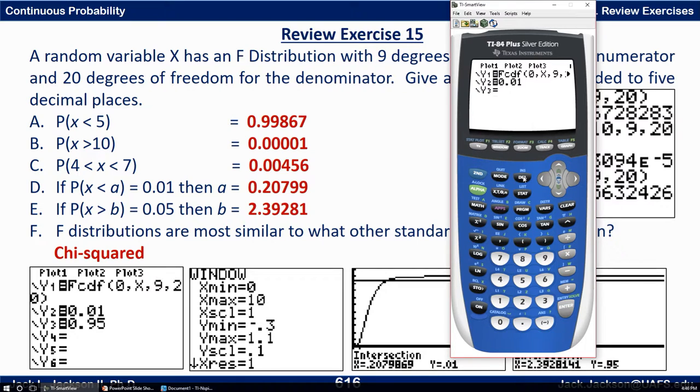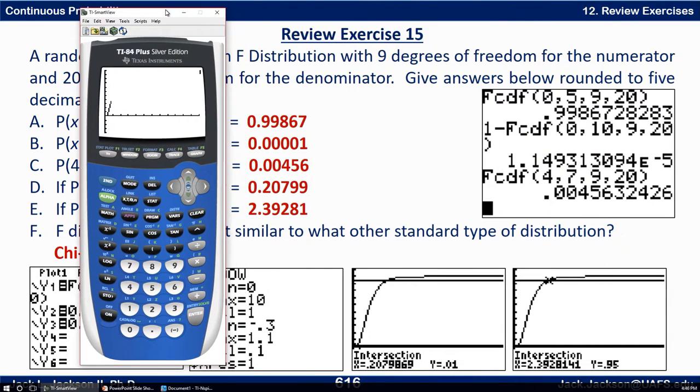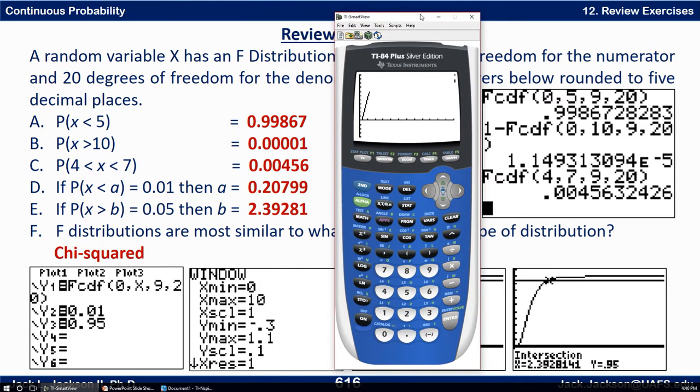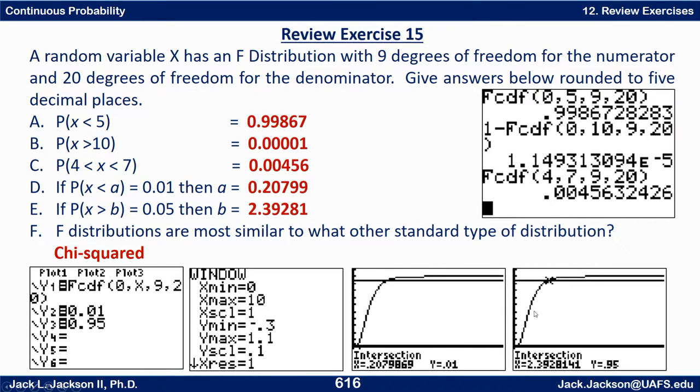Okay, and for the last one here on E, we do the same thing, except it's a probability to the right, so we do 1 minus 0.05, or in other words 0.95 if you'd rather. And this time we want to calculate that intersection, and that may take a little bit for this to graph, but in fact I'm going to skip ahead. And there's what the screen looks like when you're done with calculate intersect.